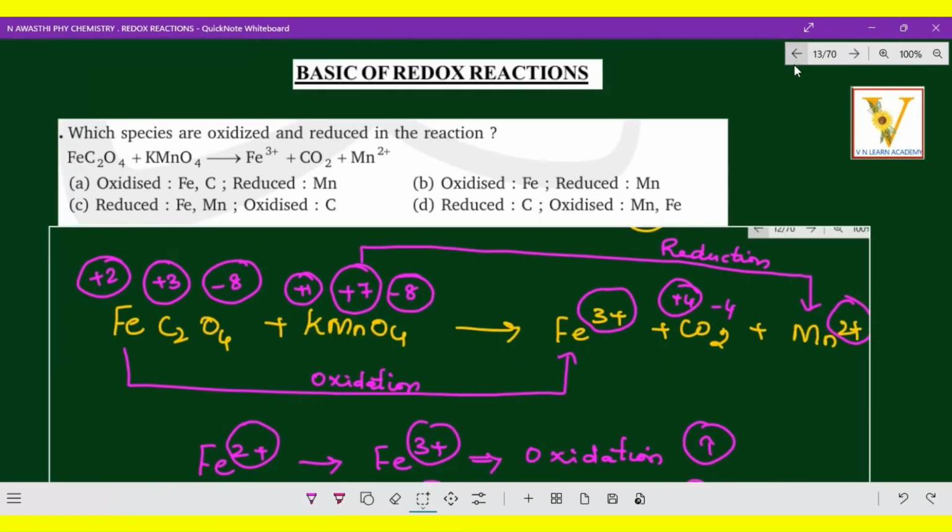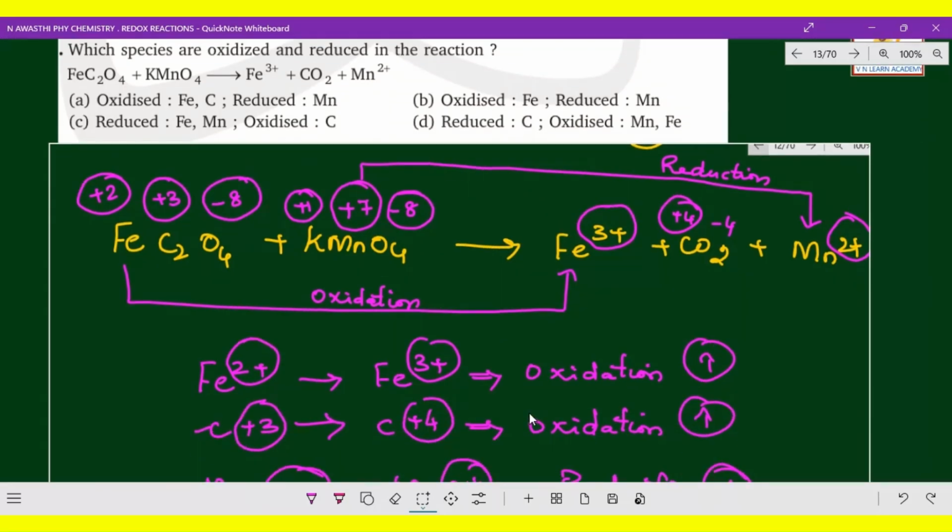Now, another question, you check it. Which species are oxidized and reduced in the reaction? Direct question. In this same idea, I just bring it to you. FeC2O4 plus KMnO4 gives Fe3+ plus CO2 plus Mn2+. Right now, the same idea I bring here. FeC2O4, the oxidation state, as I mentioned there. So which is oxidized, which is reduced here?